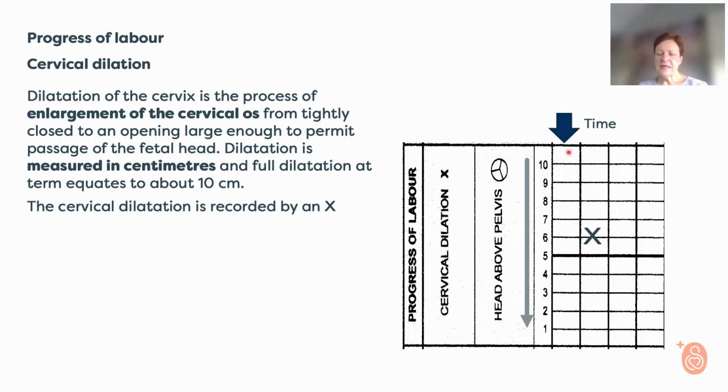Now we see vertical blocks on the partograph, and we also see horizontal blocks on the partograph. Each block on the partograph represents an hour. So if the patient, for example, was at 10 o'clock here and she was 6 centimeters dilated, that's where we will record it.